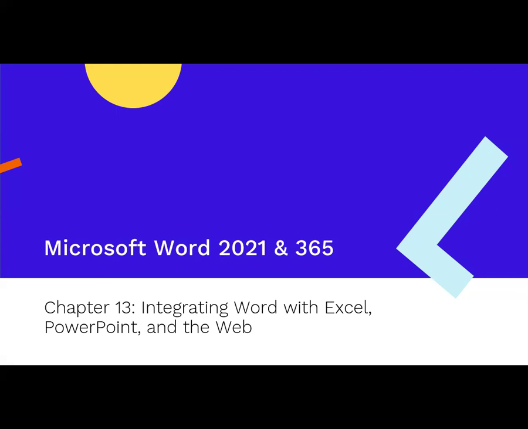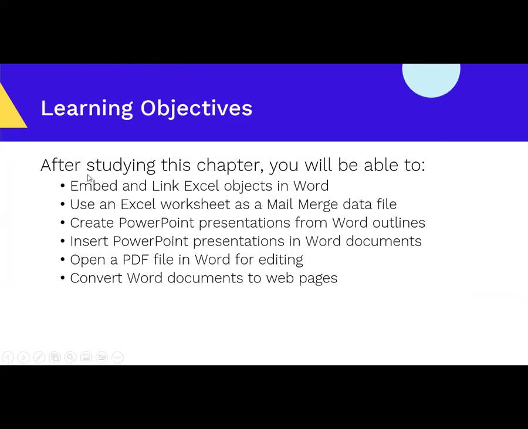Okay. So chapter 13, integrating Word with Excel, PowerPoint, and the web. So learning objectives. After studying this chapter, you will be able to embed and link Excel objects in Word, use an Excel worksheet as a mail merge data file, create PowerPoint presentations from Word outlines, insert PowerPoint presentations into Word documents, open a PDF file in Word for editing, convert Word documents to web pages.